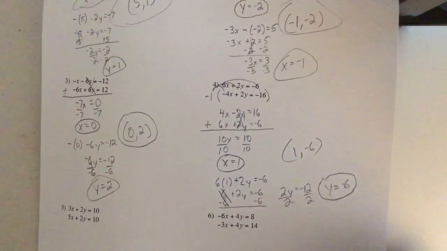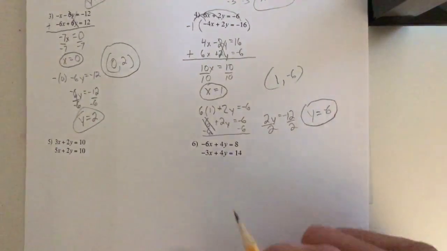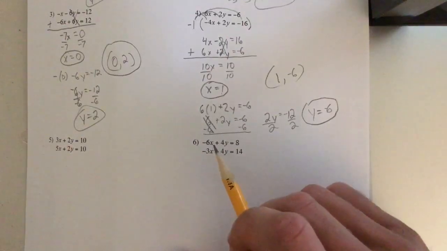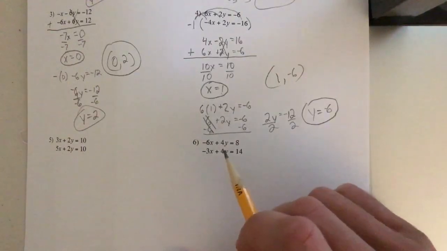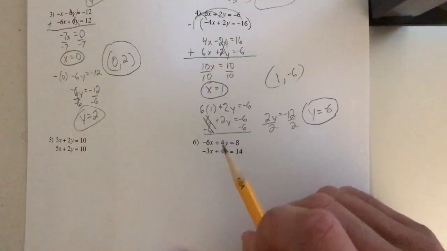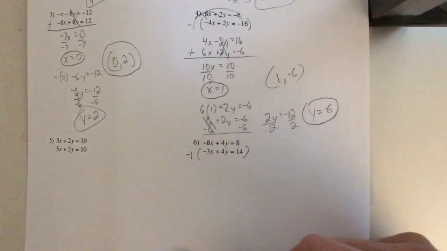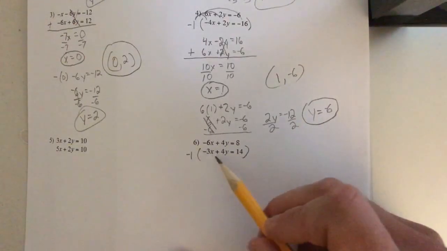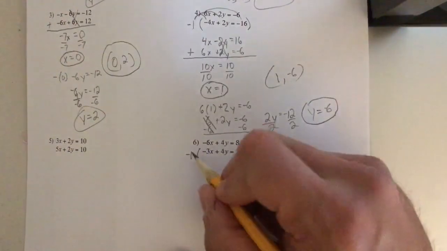We'll do one more like that because I know the video is getting a little long, and then we'll go from there. Look at number 6 down here. Negative 6x plus 4y equals 8. And then we have negative 3x plus 4y equals 14. 4y, 4y, but they're both positive. That means we're going to multiply our second equation by negative 1. The only reason we're multiplying, folks, because you're going to ask when do I multiply, when do I not multiply, is when our terms are the same sign.